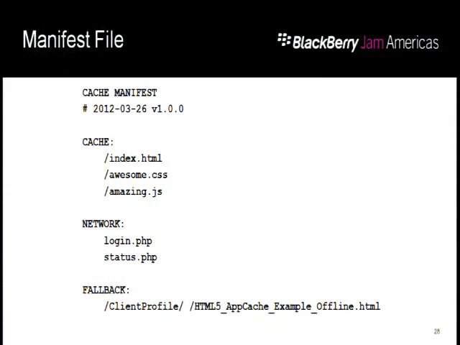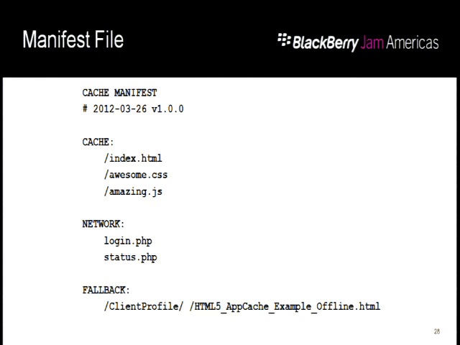So here's an example manifest where you would be caching, let's see, Laurent, are we caching 3 files here? Only if accessed over those 2 network files, or what's the network part of this? Very good question. I don't remember. No, sorry. So index, awesome, CSS are cached. If you are on network, you would access them through the network, login PHP, status PHP. These are endpoints of URLs. And the fallback is for when the network is not there.